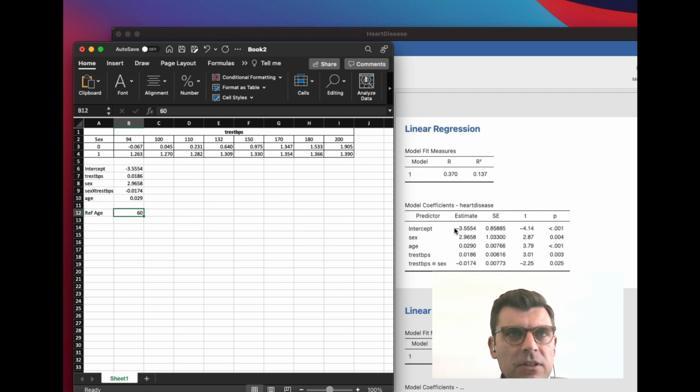First of all, our model suggests that males, the coefficient of 2.9658 on male, suggests that males on average have more severe heart disease on average.